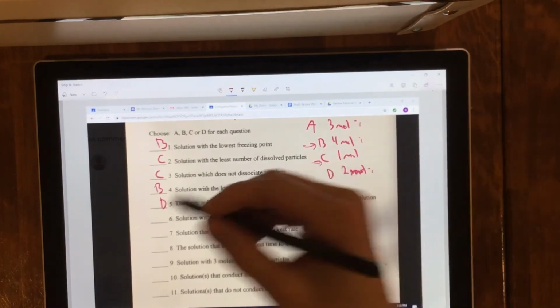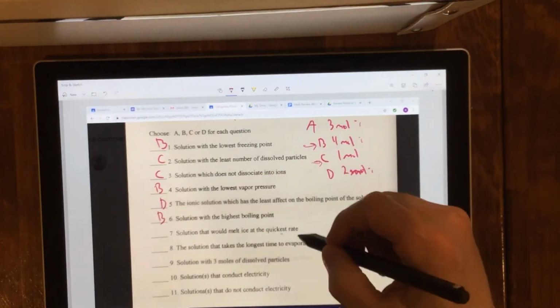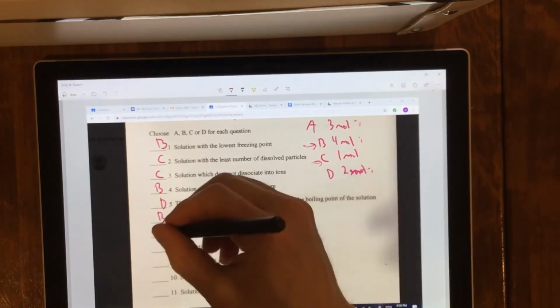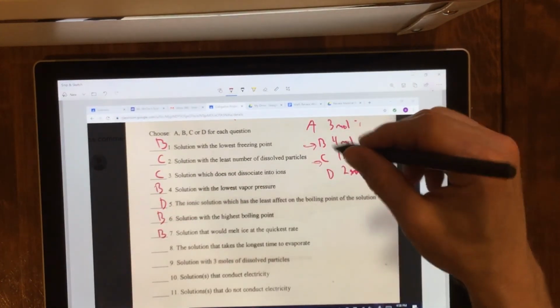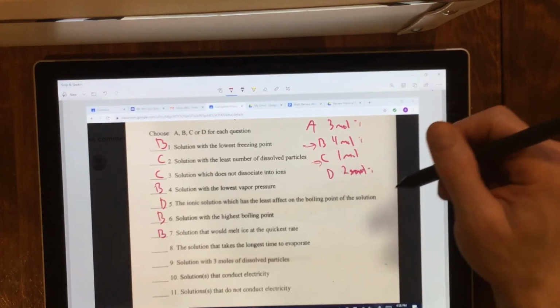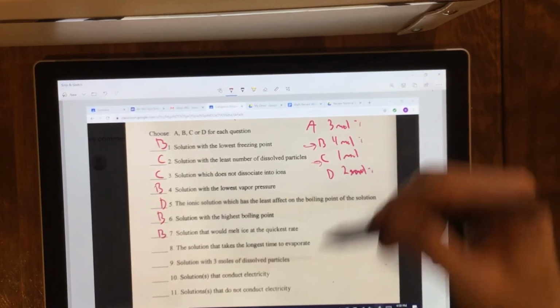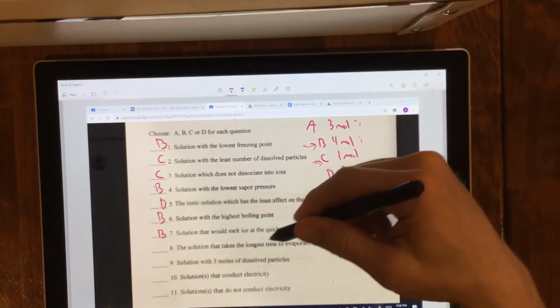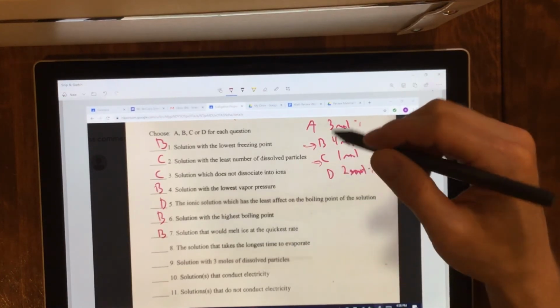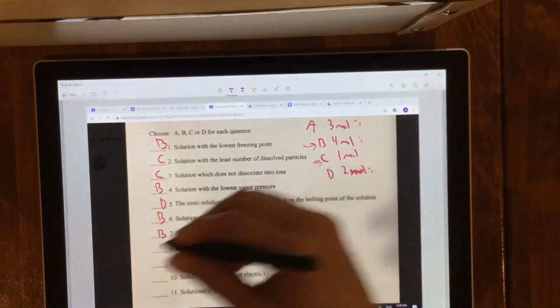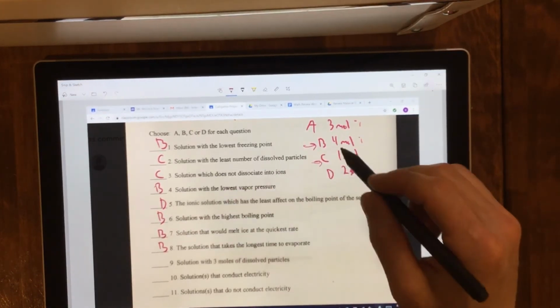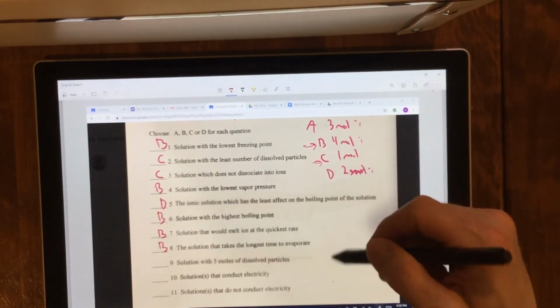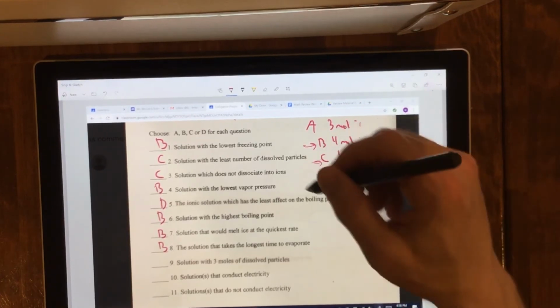Highest boiling point, B. Solution that would melt ice at the quickest rate, B. You have more particles, more moles, it will lower that freezing point even more because there's more particles being dissolved and dissociating. Solution that takes the longest time to evaporate: longest time would be B. If there's more particles, there's more forces. It doesn't allow particles to evaporate.